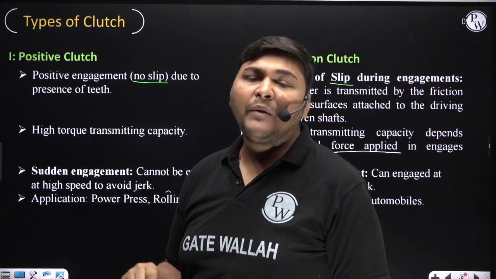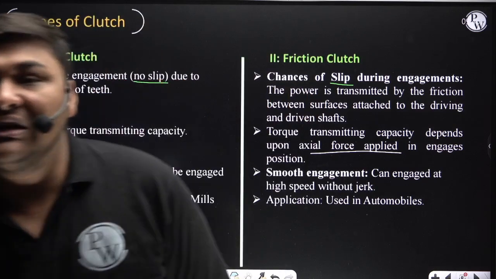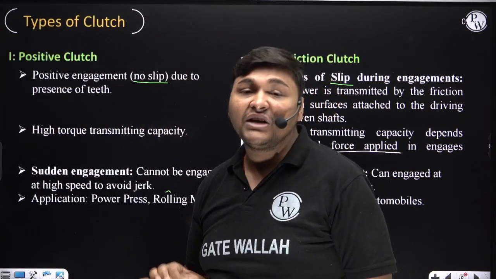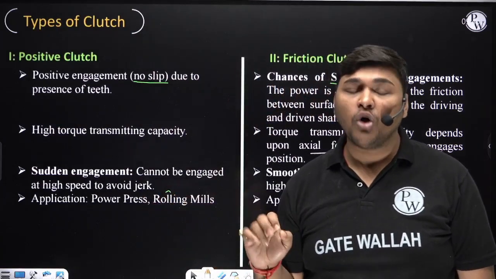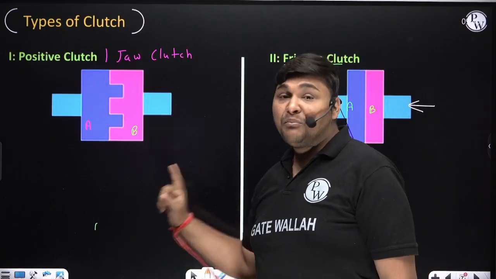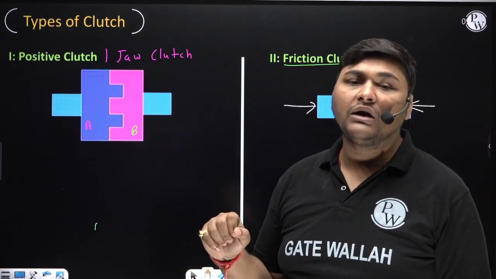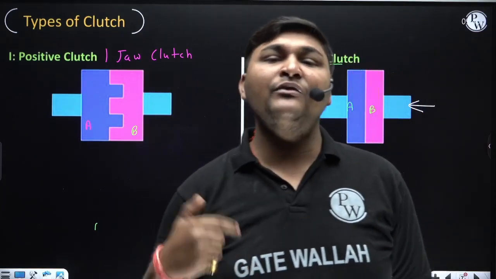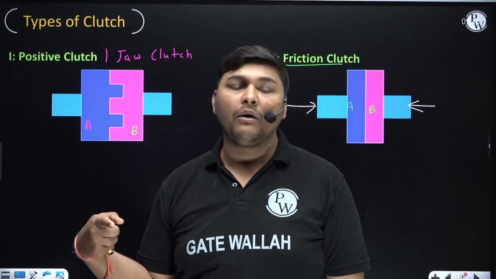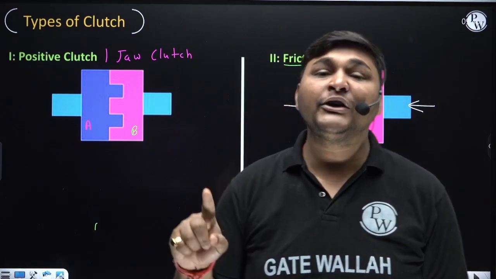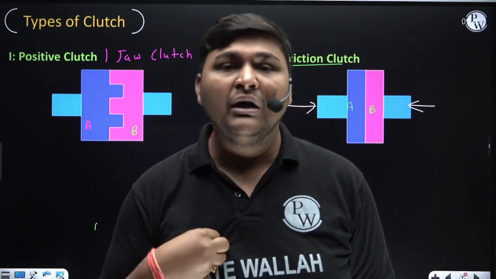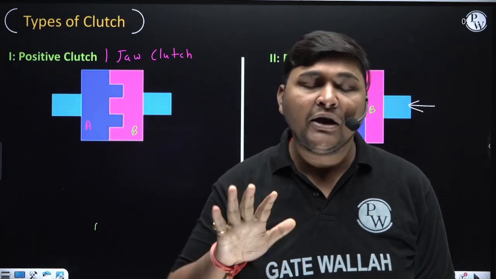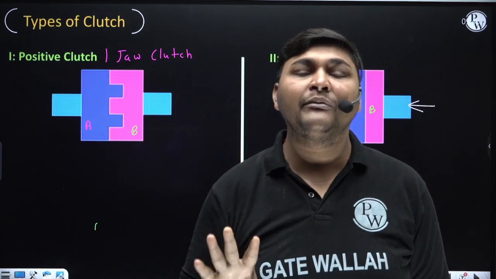If I ask which clutch I should use in an automobile, friction clutch or jaw clutch? You can say a jaw clutch you cannot use in an automobile, because when we are driving the car at 80 km per hour, at that time we need to disengage the clutch. If I want to change the gear, we need to press the clutch pedal before that. And if you are pressing the clutch pedal, the input and output shaft will get disengaged.